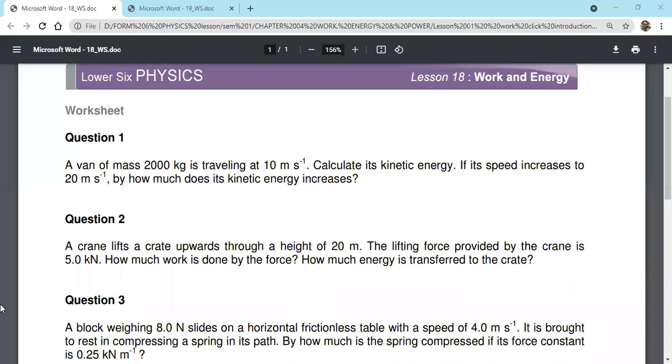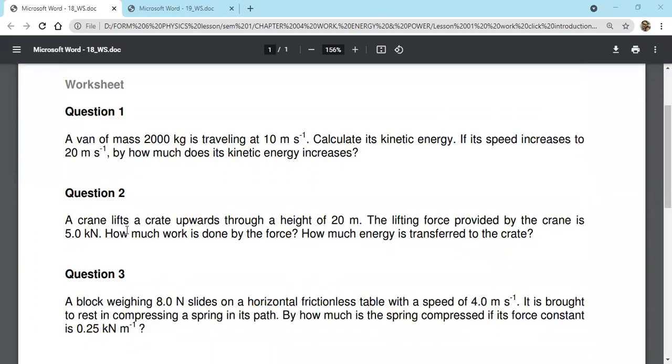Let's go through the questions for the lesson about work and energy. Question number 1. A van of mass 2000 kg is traveling at 10 m/s. Calculate its kinetic energy if its speed increased to 20 m/s. That means from 10 to 20 m/s. By how much does its kinetic energy increase?